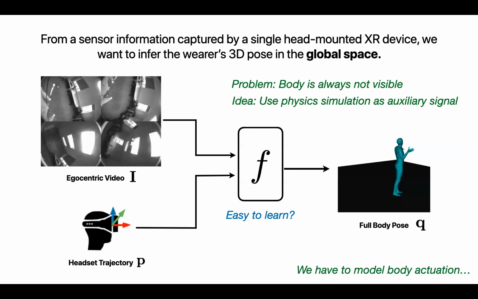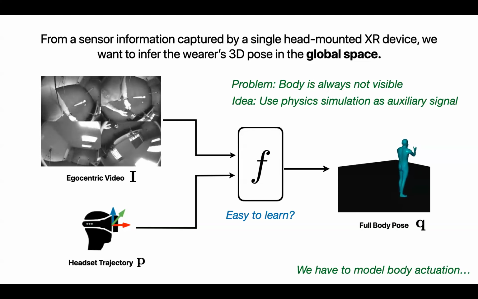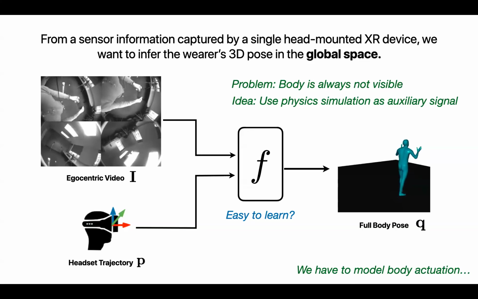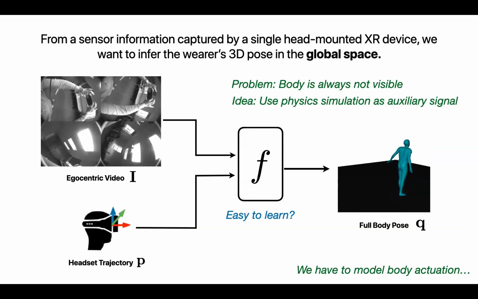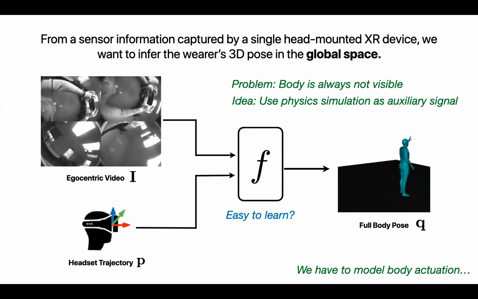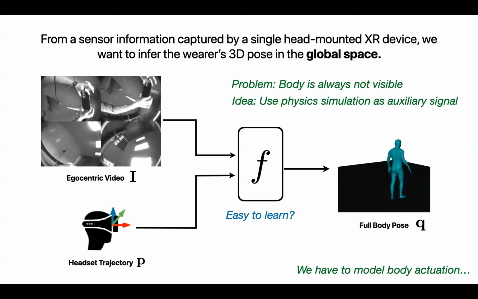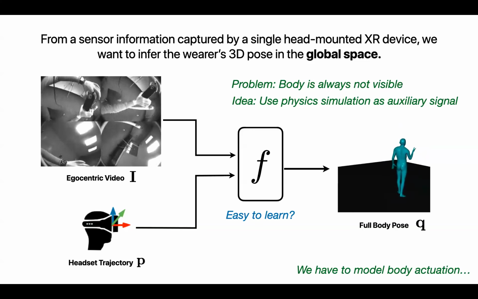All right, so let me formally define this machine learning problem that we're trying to solve. We have two types of input. One is going to be egocentric video. So this is an example of the Quest 2. The Quest 2 has 4 SLAM cameras. There's 2 looking down, 2 looking outwards. So you see 4 videos there. And then the headset also has a real-time SLAM on it, so we can get the headset trajectory P.